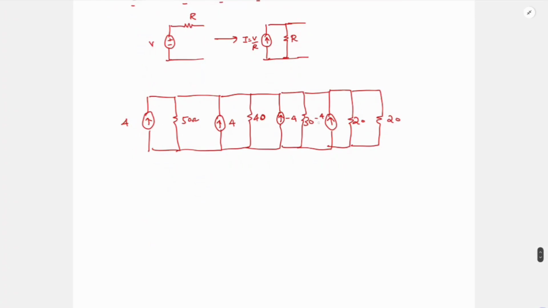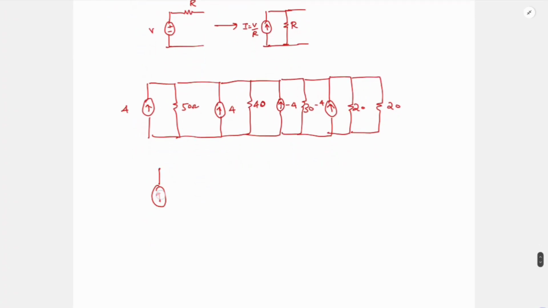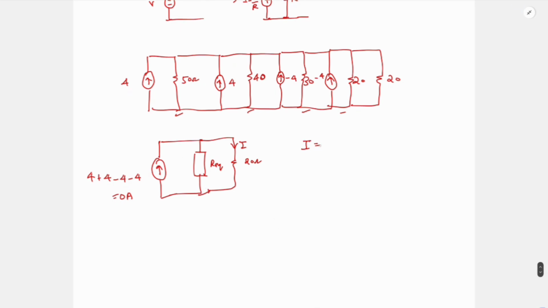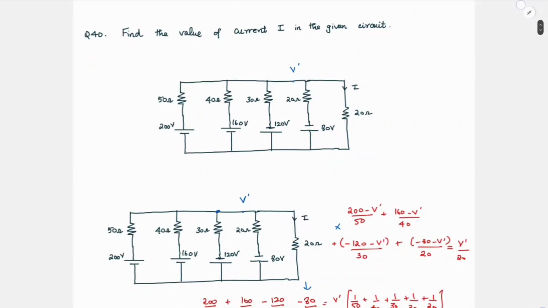Now you can combine all these current sources. Since they are in parallel, they are going to add up. So I'll put one current source whose value is 4 plus 4 minus 4 minus 4 equal to 0 ampere. Then all these 50, 40, 30, 20 are in parallel, some effective R equivalent. Then we have this 20 ohm and we need to find this I. If you observe, any I flowing through this should be coming from this current source, because this R equivalent is a passive network. Your I is nothing but this I dash into the current division, R equivalent by R equivalent plus 20. Now this I dash itself is 0, so this I will anyway be 0. We arrived at the same answer. This answer is 0 ampere.